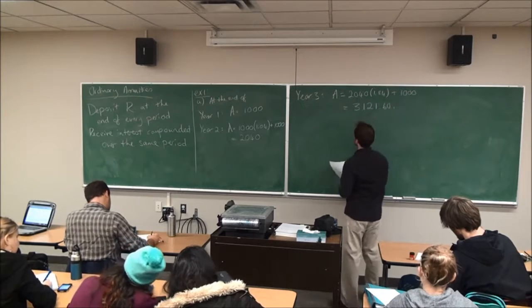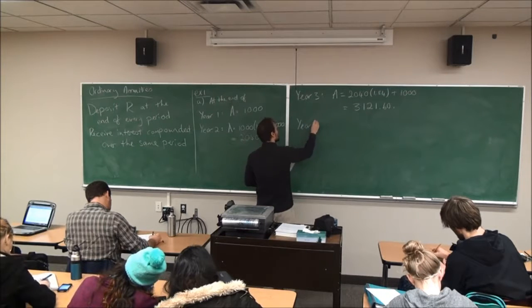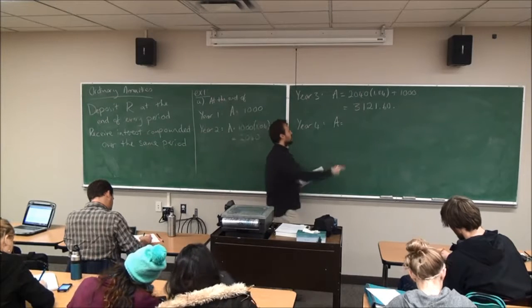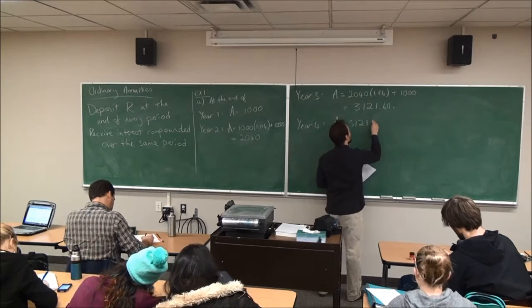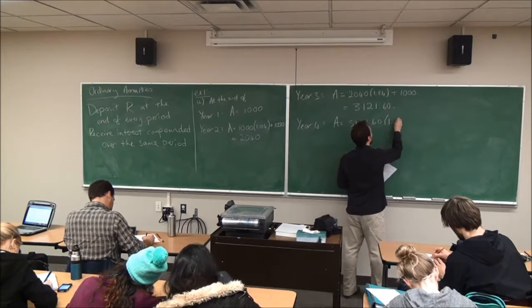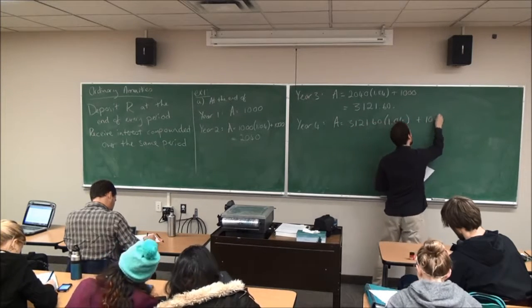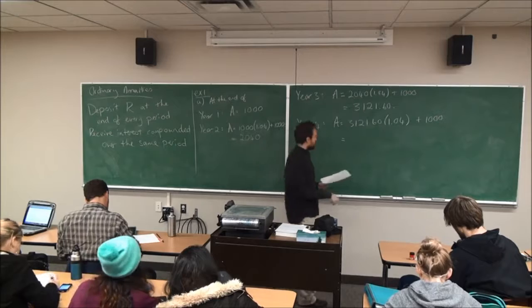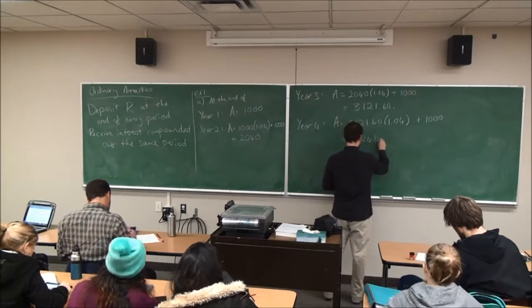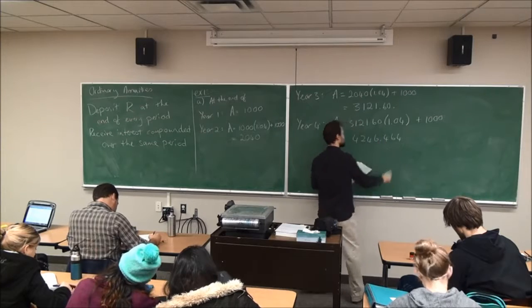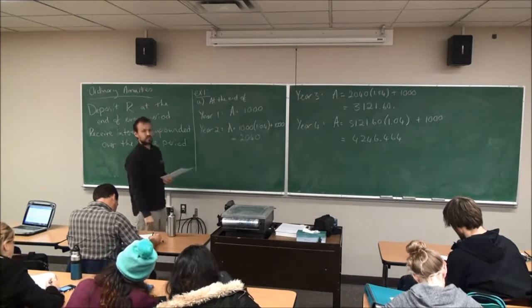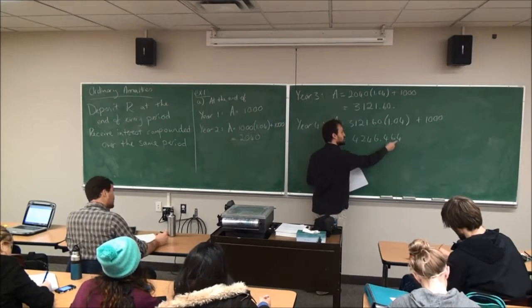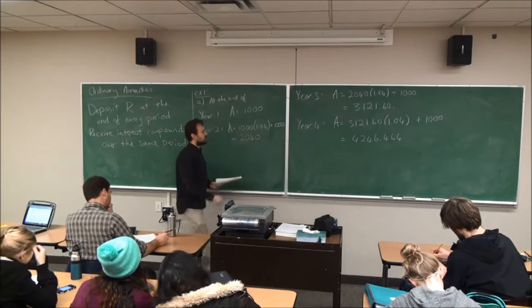Let's do one more to see the pattern as clearly as we can. Even though they don't ask for it, let's do another year. Now this $3,121.60 sits for a year, and I get 4% interest on that, and I add my own 1,000. What do I have? I have 4246.464. And if I want to calculate another year, don't round this and then use that. Keep it as accurate as possible. But the point is, I can keep going.